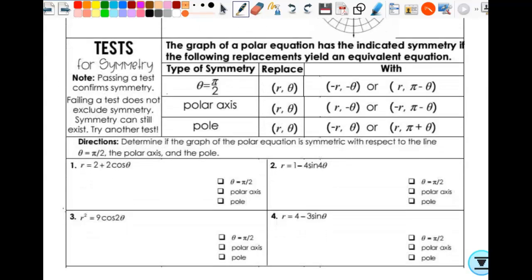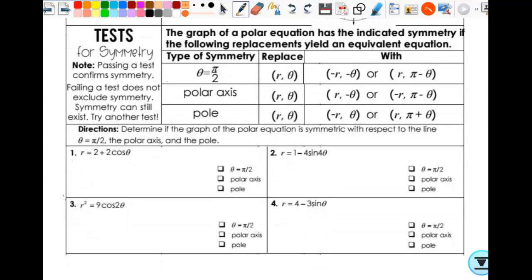The algebraic tests for symmetry, which like I said, we're not going to do, but I want to at least tell you that they do exist. If I use this equation, and I replace the r and the theta with negative r, negative theta, and then simplify it, if I get the exact same equation that I have right here, then it would be symmetric to theta equals pi halves. If I replace them with r, negative theta and I get the same thing, then it's the polar axis.